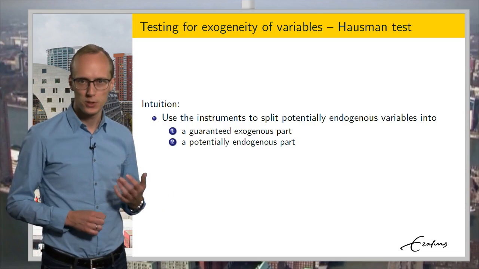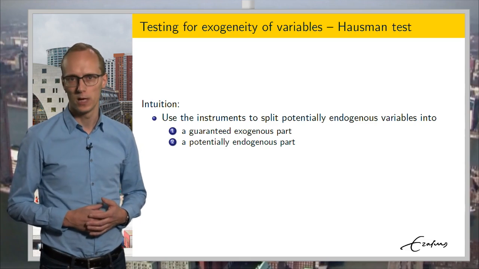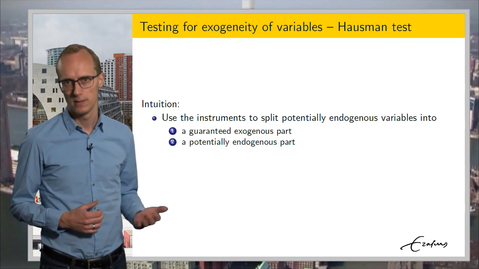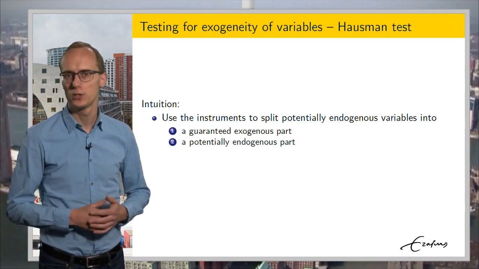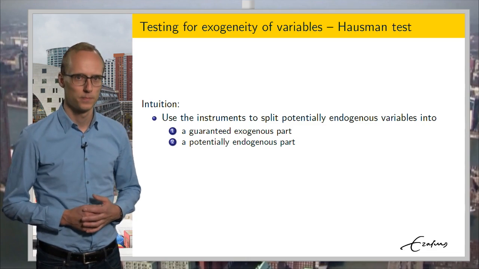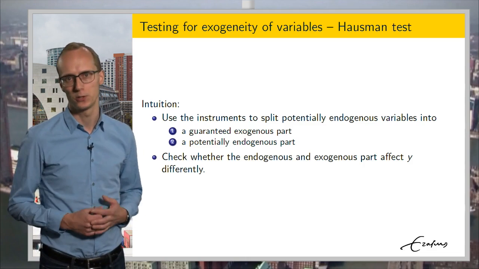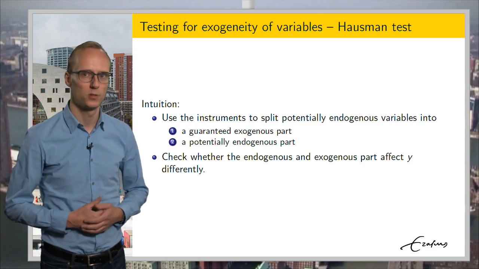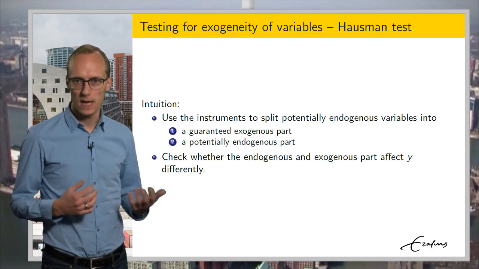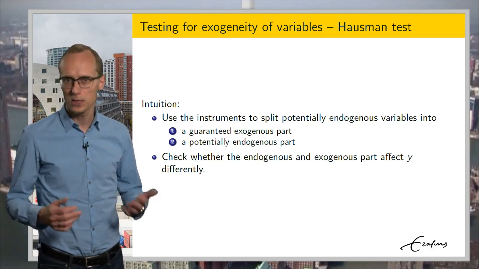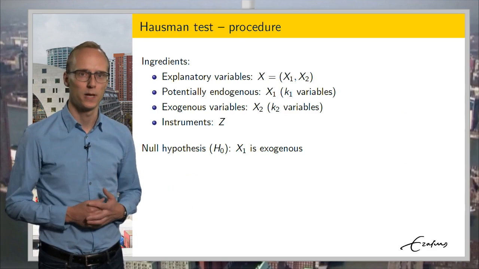This test uses instruments to split the explanatory variable into two parts. One part is exogenous by construction, while the other part is endogenous under the alternative hypothesis. If the x variable is exogenous, both parts are exogenous and will have the same impact on y. If the variable is endogenous, this is not the case. The intuition of the test is to test for a difference between the two effects.